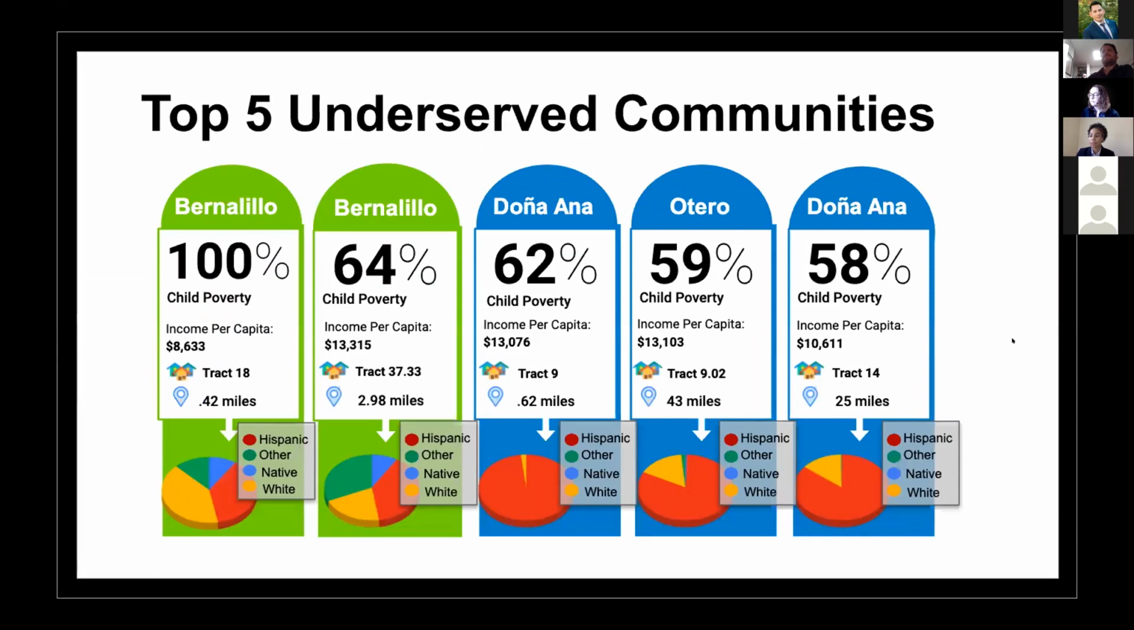Using our ranking system, we determined the top 5 communities in need of investment. You can see that the child poverty rates are more than double the national average for youth in neighborhoods of Otero, Doña Ana, and Bernalillo counties represented here. The income per capita in these neighborhoods ranges from 8,000 to 13,000. Looking at the racial ethnic data, communities of color are generally underserved by Head Start, and Hispanic communities are disproportionately underserved. Although we chose the top 5 communities based on child poverty, income per capita, and distance from Head Start, there are over 100 communities we found are underserved.